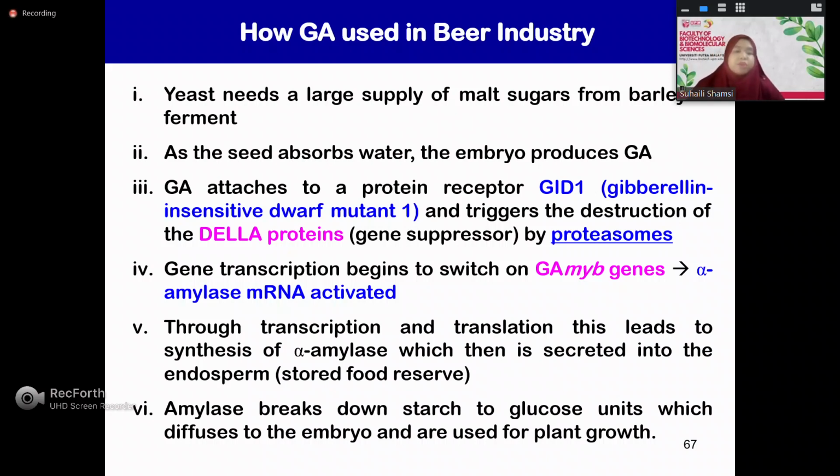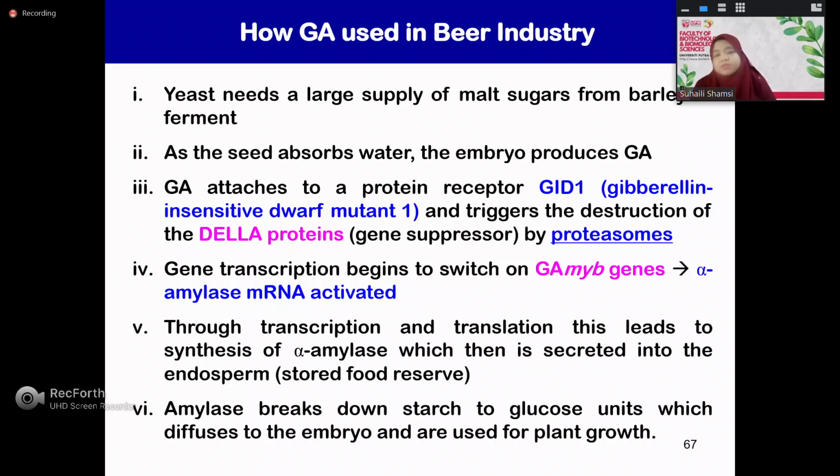Gibberellic acid then attaches to a protein receptor, GID1. It is a G protein receptor, and it triggers the destruction of what we call DELLA protein by the proteasome, and gene transcription begins to switch on GA-MYB genes. This is the gene responsible for transcription of alpha amylase mRNA. Through transcription and translation, this leads to synthesis of amylase, which is then excreted into the endosperm, the stored food reserve. Amylase breaks down starch to glucose units, which diffuse to the embryo and are used for plant growth.